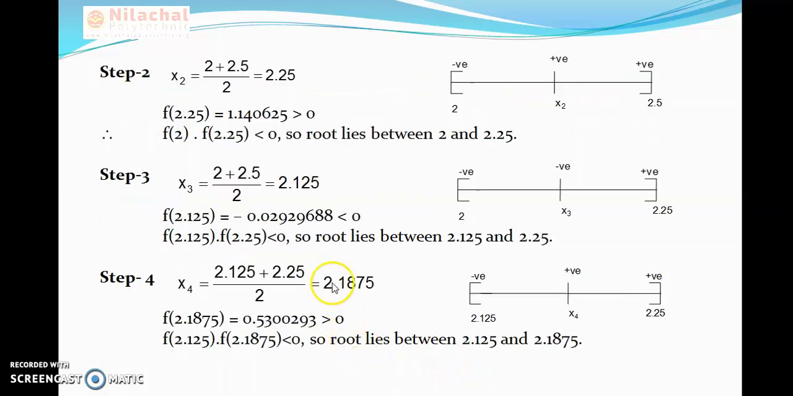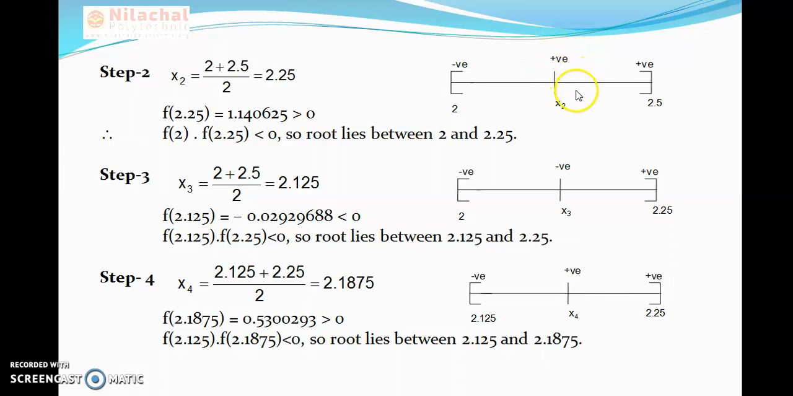Clear? Then the next step is x2, equal to the middle point of 2 and 2.5, that means (2 plus 2.5) by 2, that is 2.25. So we are assigning it here. Then again we will apply x2 in your function. It gives you a positive value. That means we are mentioning here positive.